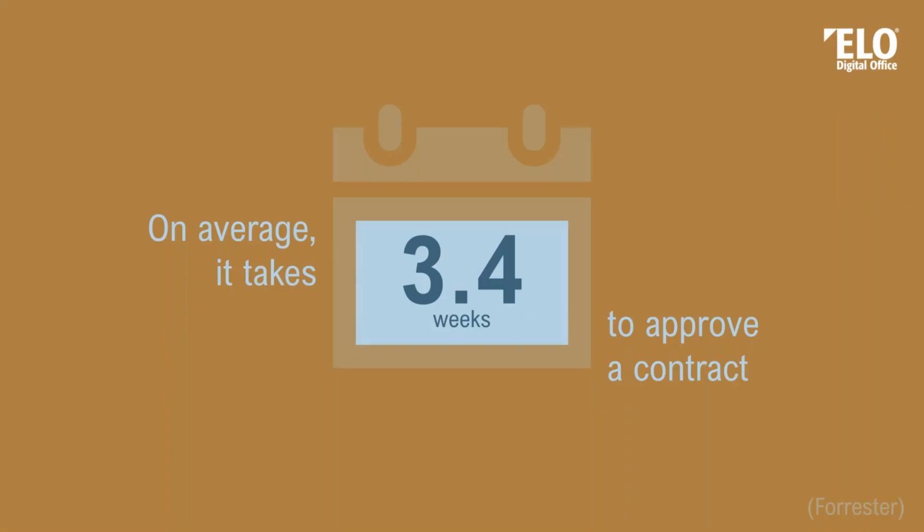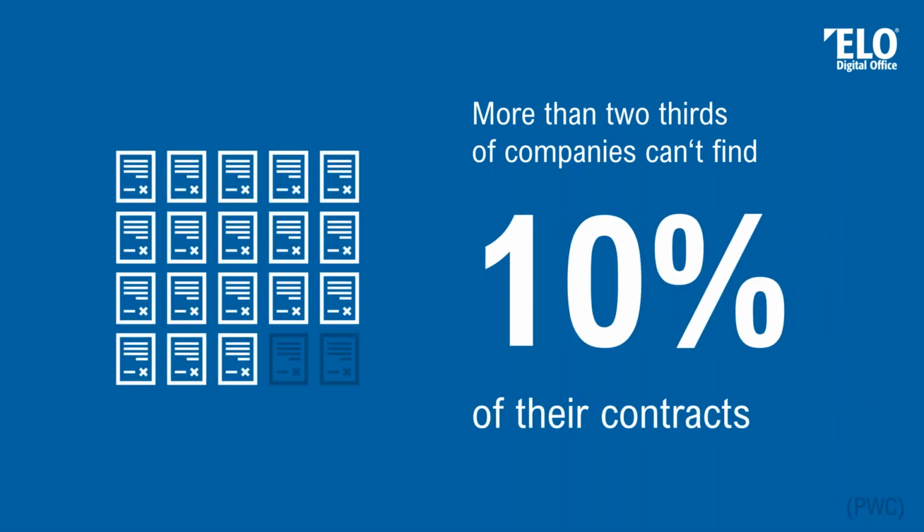The next thing is, more than 2/3 of the companies worldwide can't find 10% of their contracts. So think of it. There are some numbers. A typical or average contract is about $70,000 or something. And you can't find 10% of your contracts. Nobody knows where they are. They've lost them, or nobody knows where they filed the contract because they don't have an overview.